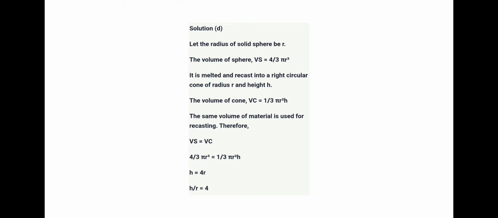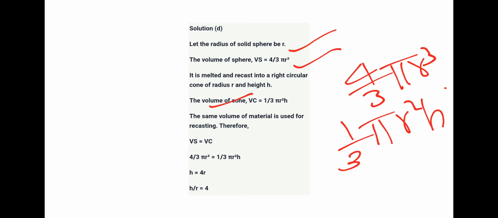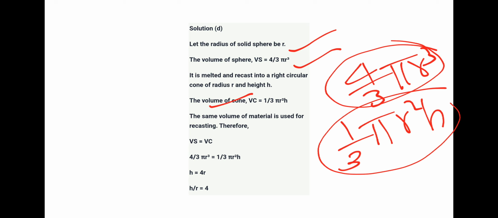So the radius of the solid sphere, let's take it as r. So the volume of the sphere is 4 by 3 pi r cube. Right, this is the formula. And the volume of the cone is 1 by 3 pi r square h. So when you equate these both volumes, here 3 and 3 get cancelled and pi gets cancelled. r cube and r square get cancelled and the remaining is 4r is equal to h.